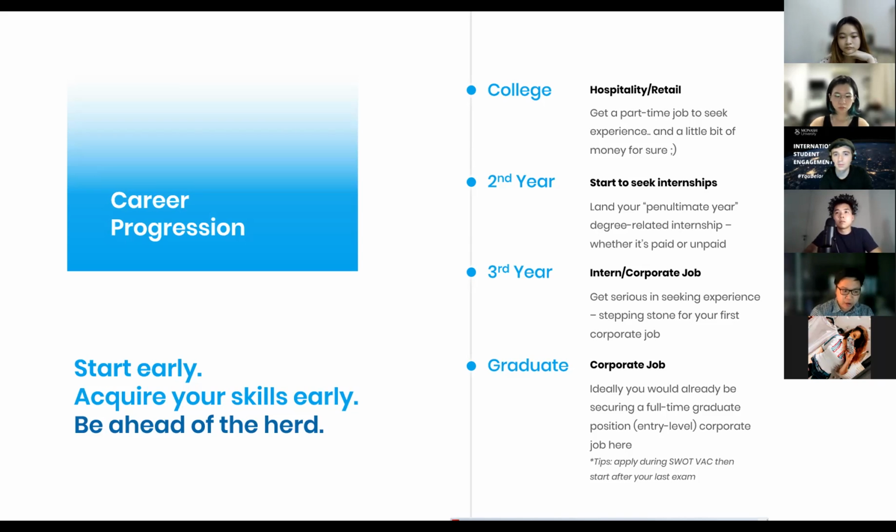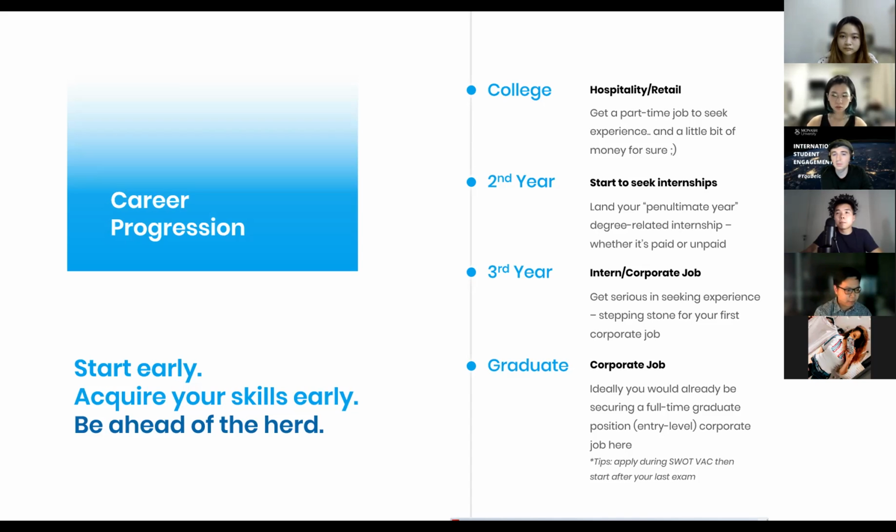It's a serious time frame where you seek experience and have your stepping stone to land your first corporate job. Now, ideally speaking, and how I see this is, when you graduate, ideally you would already be securing a full-time job, graduate position, graduate program, whatever it is, entry-level corporate job. As long as you've got that urgency implanted within you, and you understand, okay, I have to move fast. But again, everybody has their own timelines.